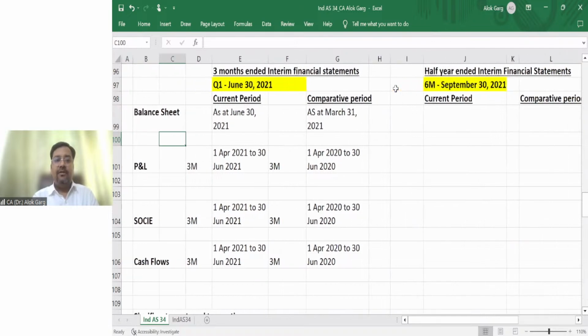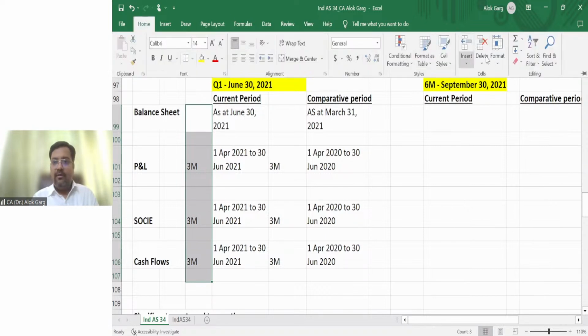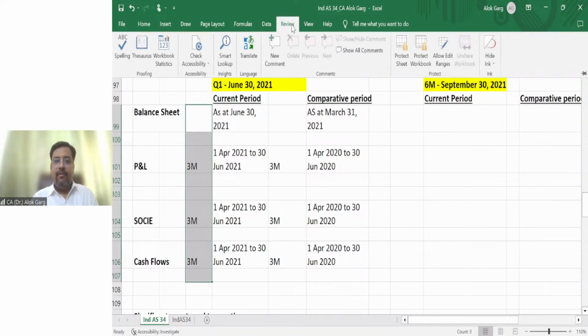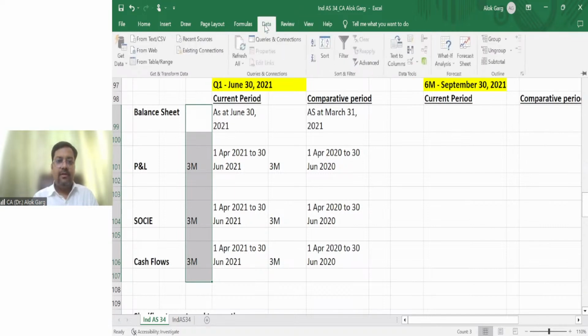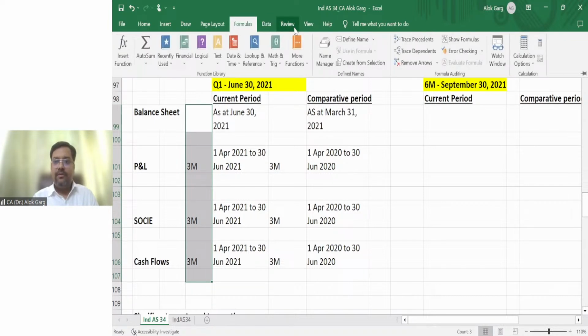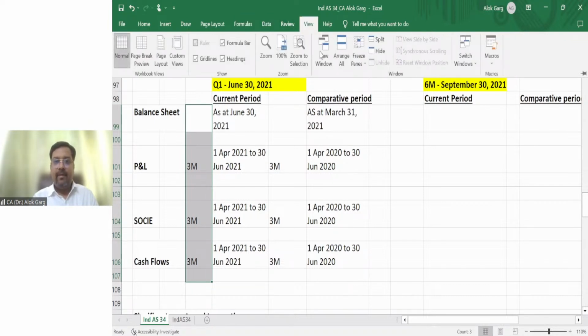So, balance sheet. Let me switch pen here so that you will be able to see this. Just a minute. Yes.